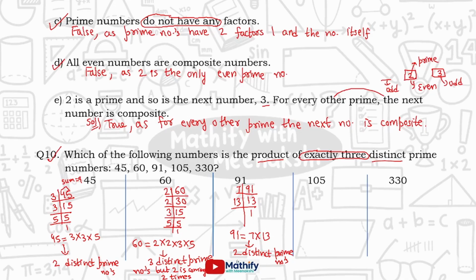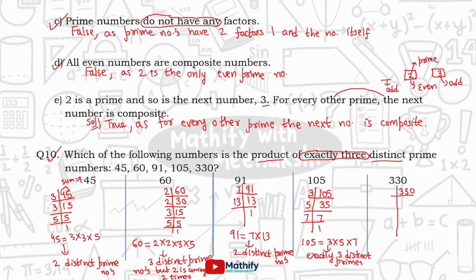Next is 105. As you know, the sum of digits is 6 here, so we can divide by 3. 3 into 3 is 9, and then 1 left, 15 is 5. Now again you can divide by 5, 5 into 7 and then 7 into 1. So 105 is equal to 3 into 5 into 7. So here we can say that it's exactly 3 distinct primes, because no number is repeating here.